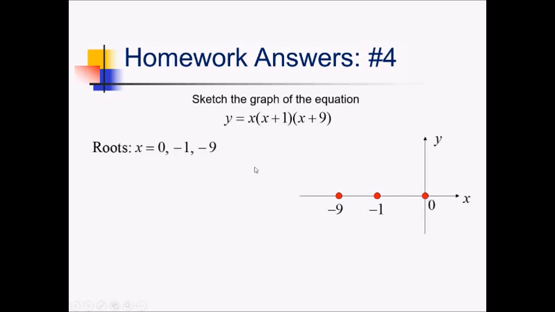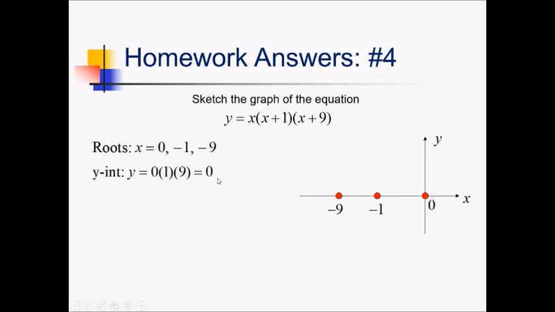Now for the y-intercept, it looks like since the origin is an x-intercept, it's also going to be a y-intercept, and it's going to be the only y-intercept. But just to be on the safe side, let's plug in 0 for all the x's. So we've got 0 times 1 times 9, and that does indeed come out to 0. So 0 is our y-intercept.